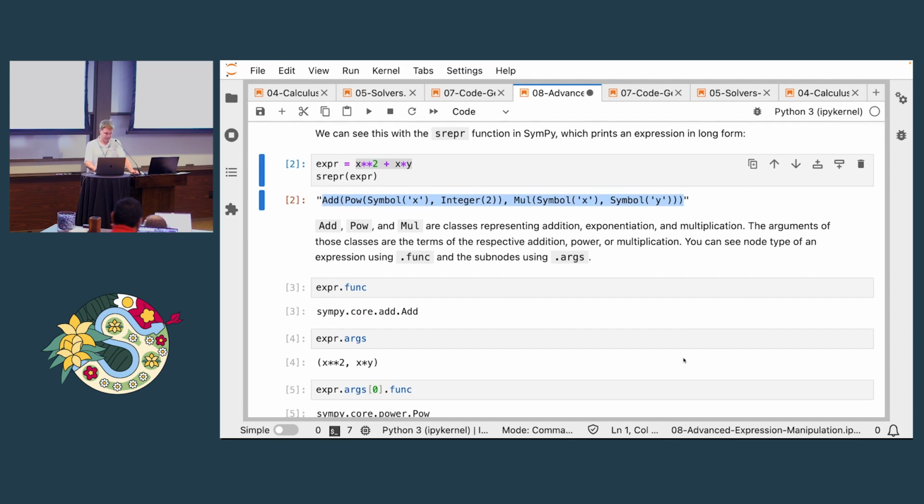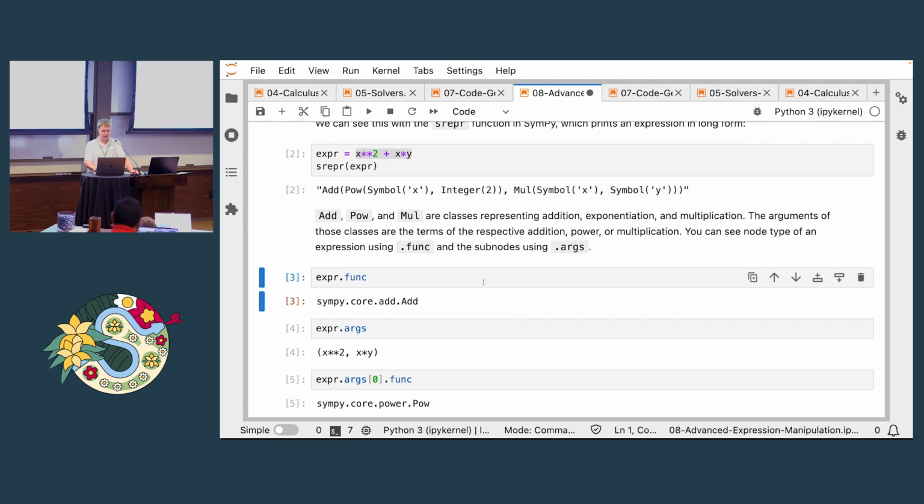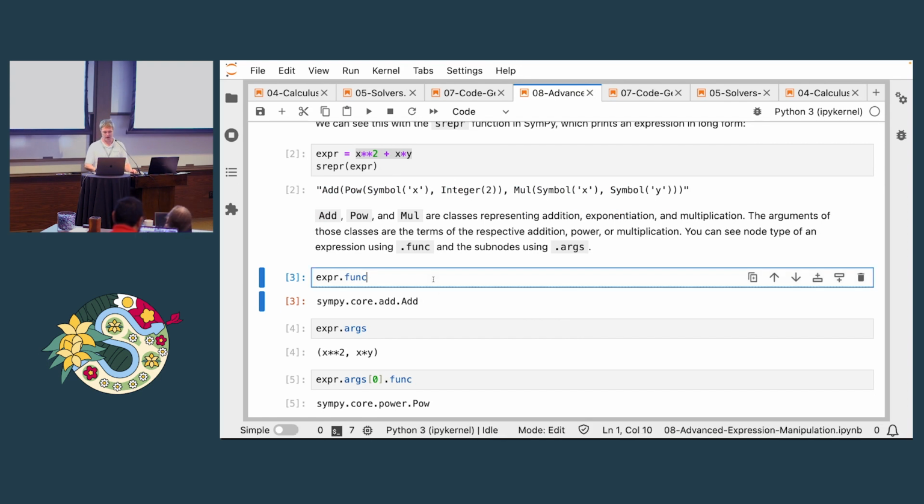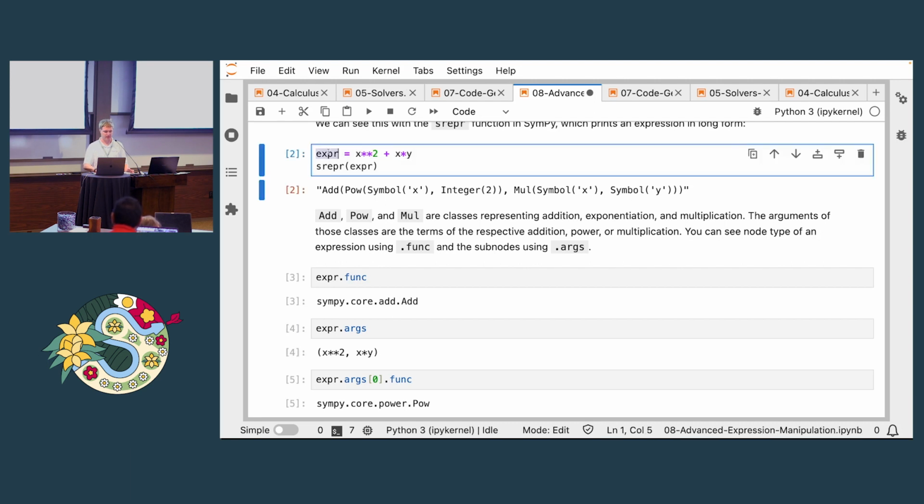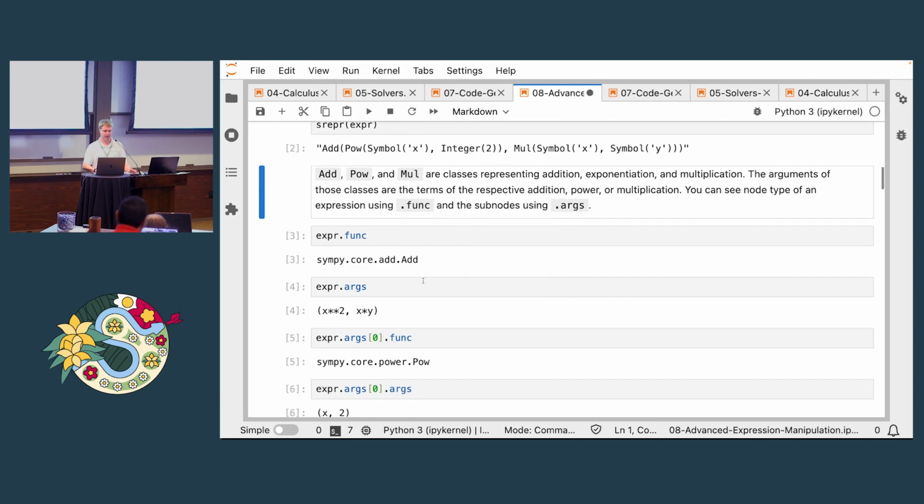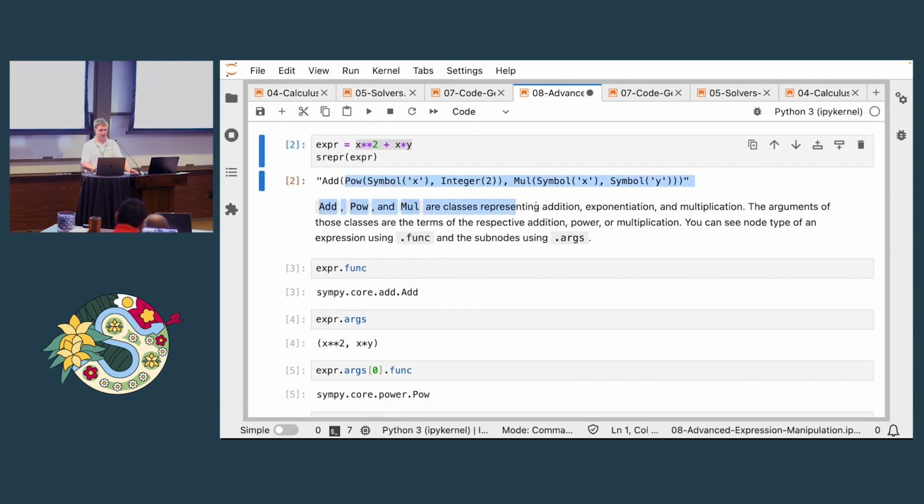The two important attributes on any expression are the func and the args. The func is usually just the type of the expression. There are some cases where it's not, but you can think of it as just the type of the expression. So the func of this expression is Add, because the top-level expression is an addition. And the args are the arguments that you would pass to Add. In this case, the args are x squared and x times y.